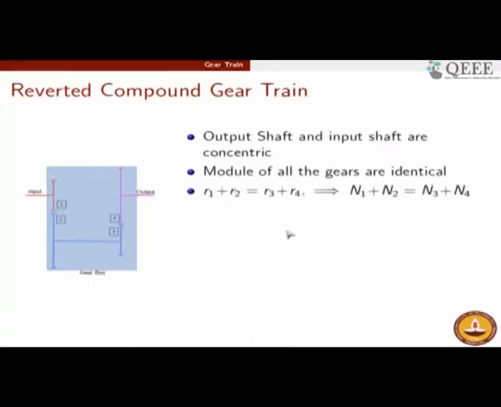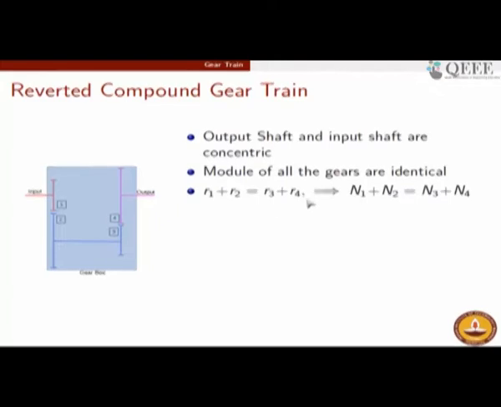And since the modules of the gears are all identical, it is ensured that the number of teeth in gear 1 plus the number of teeth in gear 2 has got to be equal to the number of teeth in gear 3 plus the number of teeth in gear 4. Again, it is not a technical requirement that the module of gear 2 and gear 3 be identical. The technical requirement is only between 1 and 2, and 3 and 4. You could technically choose different modules for 2 and 3, but that is not done, more as a part of standardization than anything else. So the module of all gears is chosen to be identical in a gear train.